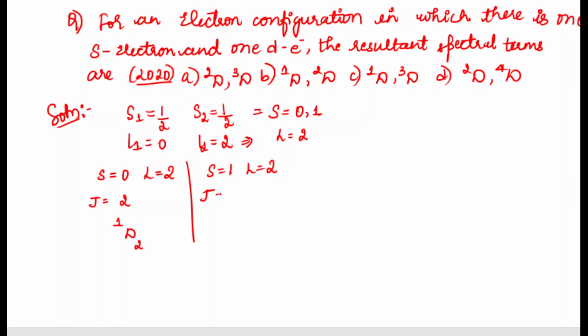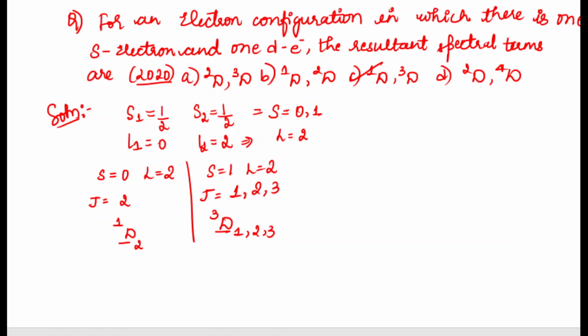Next, S value equal to 1 and L value equal to 2. So J values are from the magnitude of 1 minus 2 to 1 plus 2, that is 1, 2, 3, three values. S equal to 1 means multiplicity 3, and L equal to 2 is D, so 3D with J values 1, 2, 3. The J values are not given in the options, only 1D and 3D. That is matching option C, so option C is the right answer.